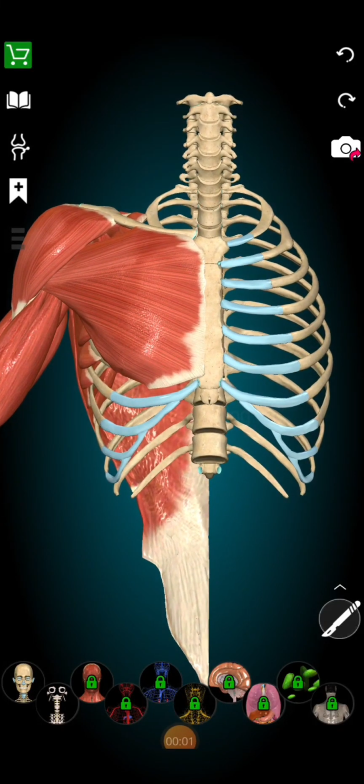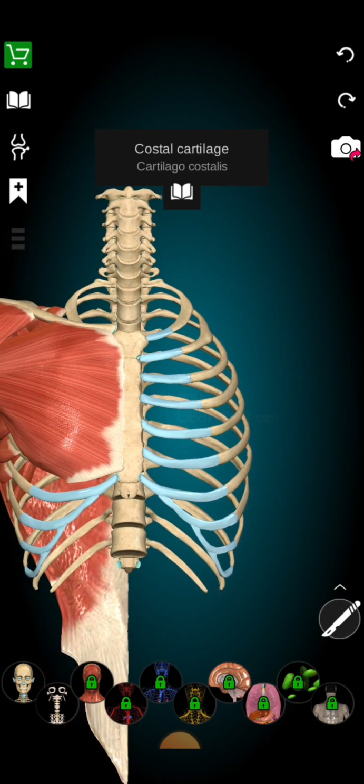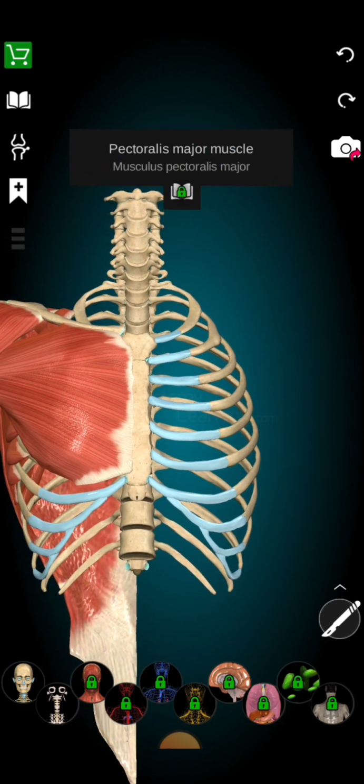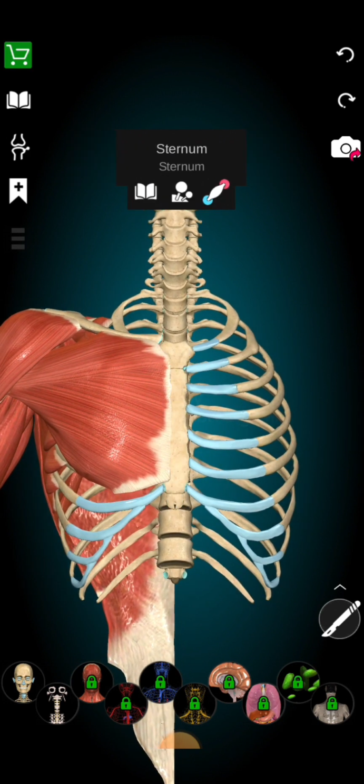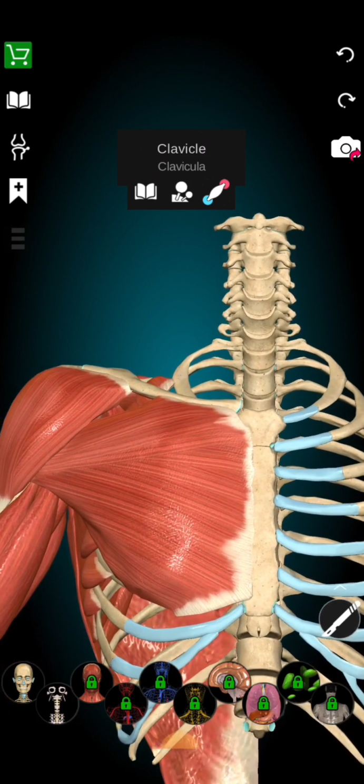This is the anterior aspect of the thoracic region. Here you see these are the ribs, these blue are the costal cartilages, and in the center you get the sternum. And then you focus, this is of course the clavicle.